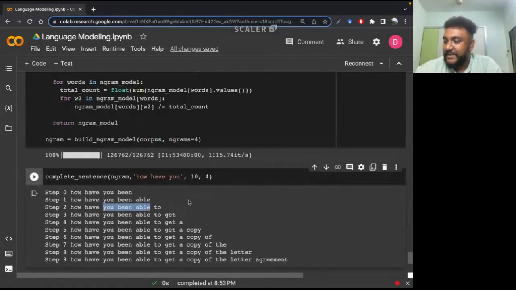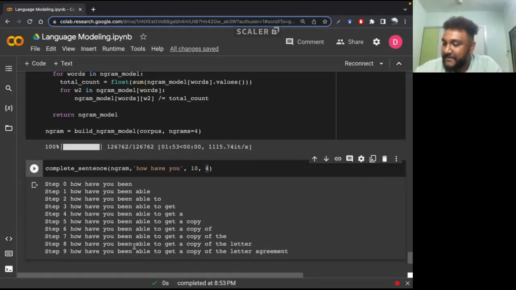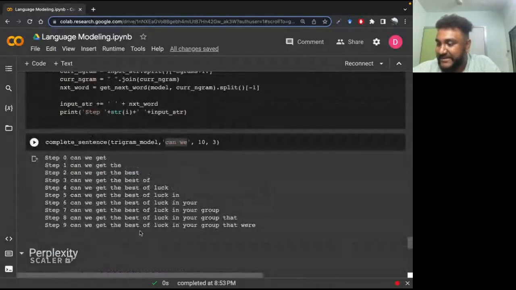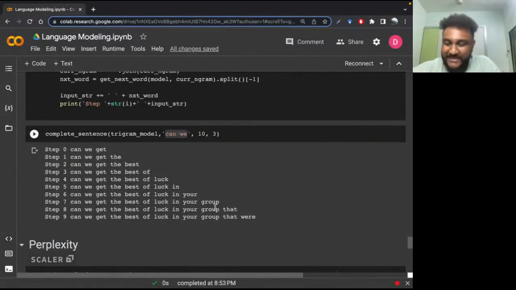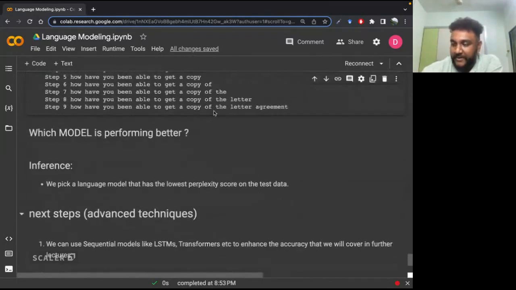So based on these examples, which one do you think predicts the best? Do you agree that the 4-gram will probably predict the best? Because whatever sentence you get after 9 steps still seems to make some sense. How have you been able to get a copy of the letter agreement? It's a proper sentence here, right? So 4-gram seems to give a pretty decent output, whereas my trigram gave me a very weird sentence. Can we get the best of luck in your group that were? It doesn't make sense there. But this has been able to give me a decent output. So this 4-gram has done a much better job, right? Okay, cool.